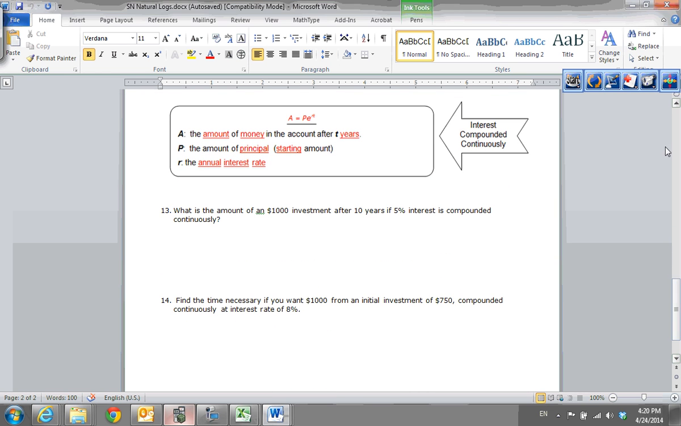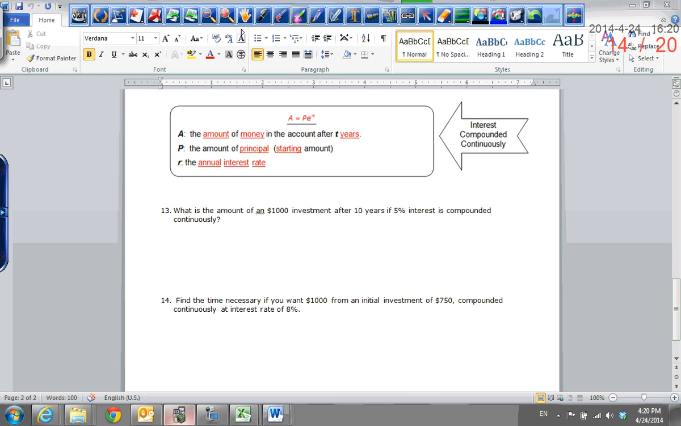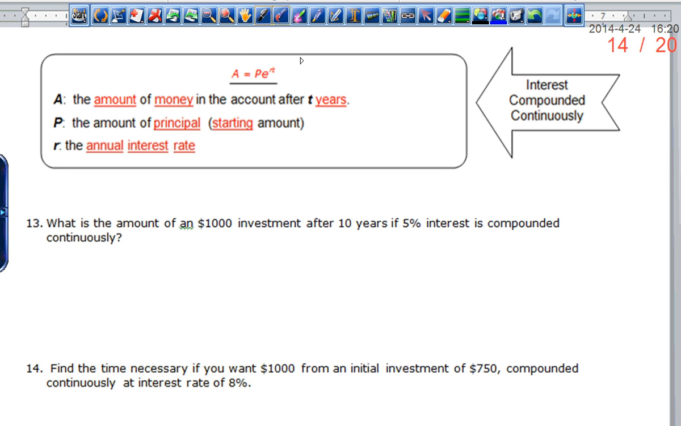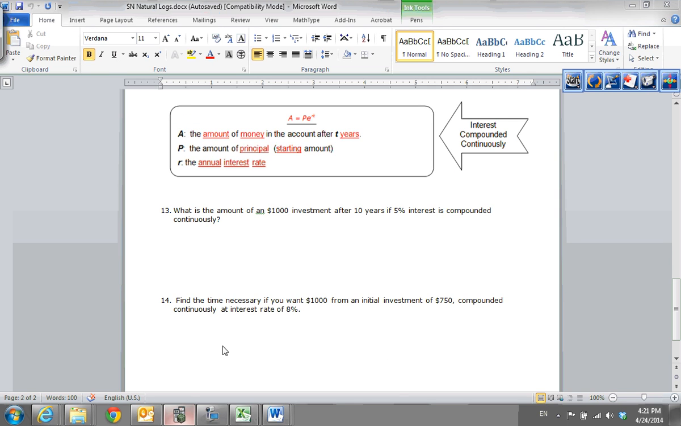We're using the PERT formula, which is anytime we have compound interest being compounded continuously. So we use the PERT formula so that the A is the end amount. I don't know on number 13 what the end amount is, but I know the beginning amount is $1,000. My e is just e. My interest rate, I do know, it's 5%, but we don't do that. We do 0.05 because we're dealing with decimals, and then after 10 years.